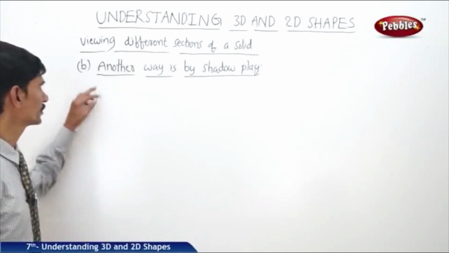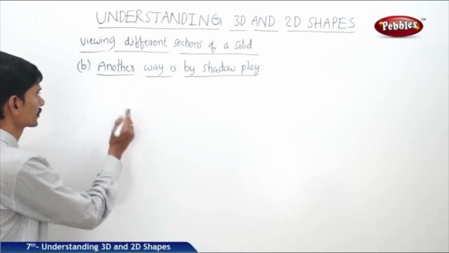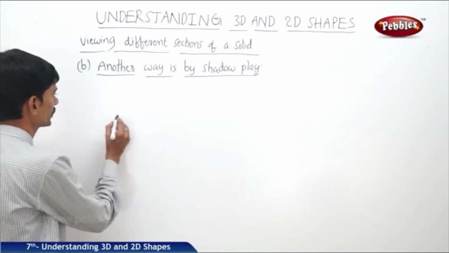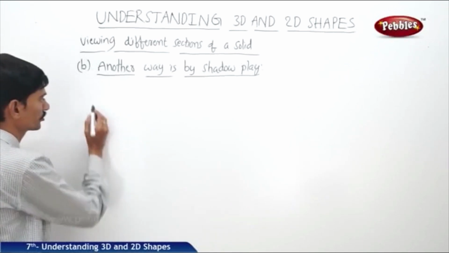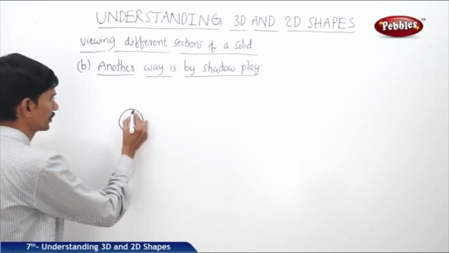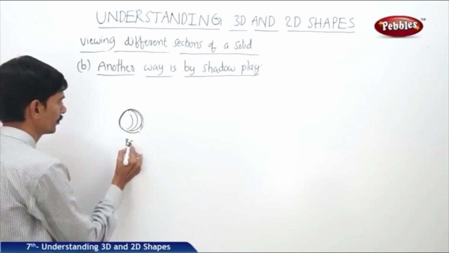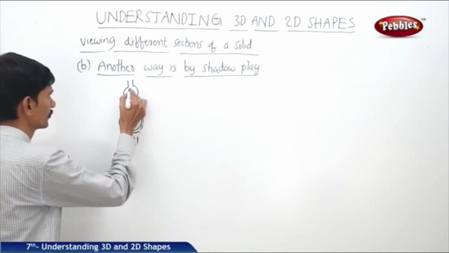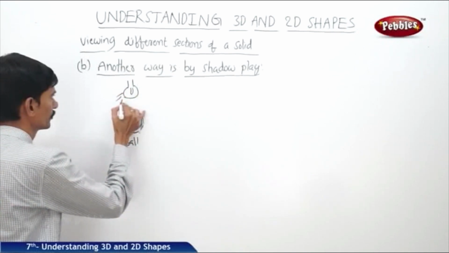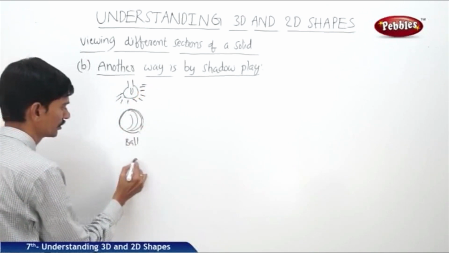The second way is by shadow play. Now if you keep the torchlight or bulb in front of any solid object like a circular or spherical shape, for example a ball, then you will get its shadow as a circle.